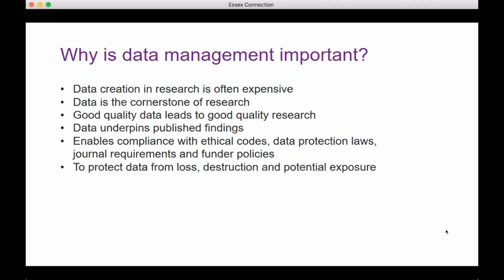Furthermore, this data underpins all our published research findings, and so by ensuring that we manage our data well, it enables us to comply with ethical codes, data protection laws, journal requirements, as well as our funders' policies. It's also important here to protect what might be personal as well as other types of data from loss, destruction, and of course, potential exposure.